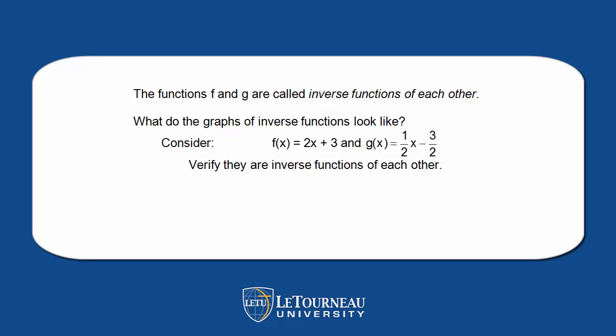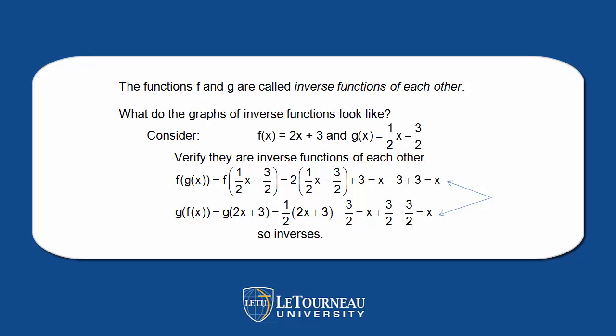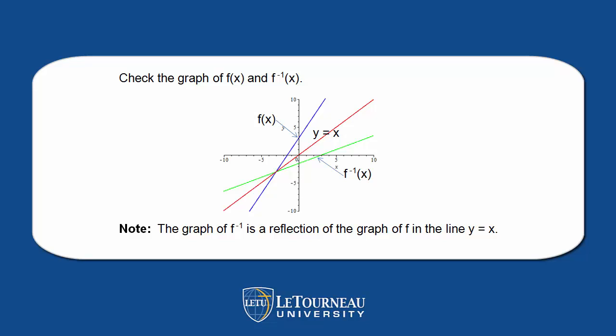So when the functions f and g are called inverse functions, what do the graphs of inverse functions look like? So consider f of x equal to 2x plus 3 and g of x equal to 1/2 x minus 3/2. First thing let's do is verify that they are. Notice I worked this out ahead of time for you, made the proper substitutions. If you want to check the arithmetic, stop the video right now and look at it. Notice they both equal x, so we're in good shape with them.